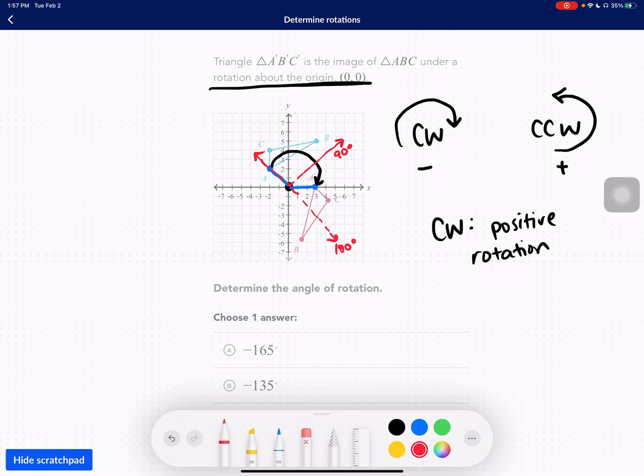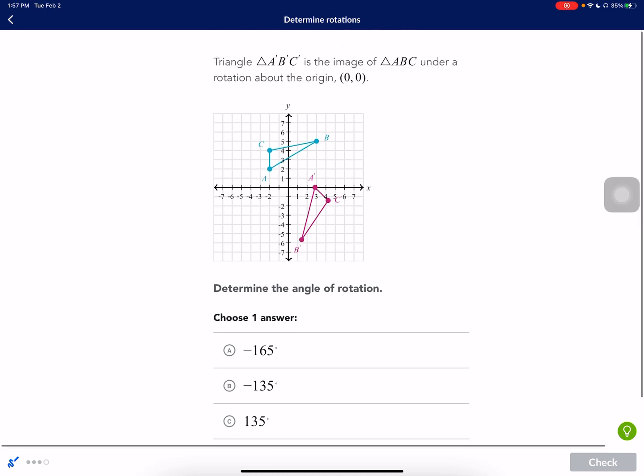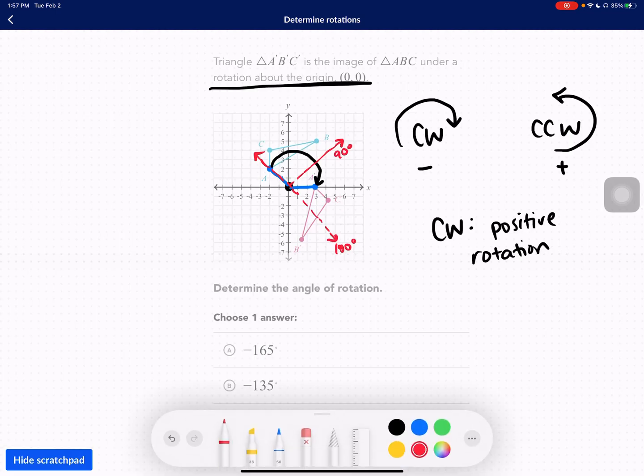So let's go ahead and take a look here. So our options are negative 165 and negative 135. We know it's not C or D because we do have a negative rotation. So we know it's going to be either A or B. So here I would keep on drawing more. Now I'm going to cut this 90 degree angle in half. And if you notice here, it's almost perfectly cut in half at the A prime. So half of 90 is 45. So 90 plus 45 is 135 degrees. 165 degrees would be like way over here. That's where the 165 degrees would be. But that's not the case here.